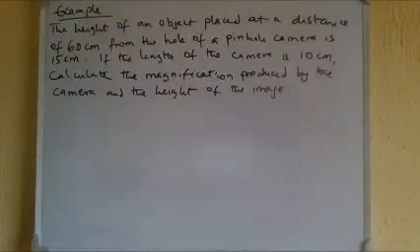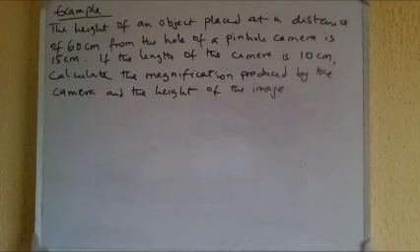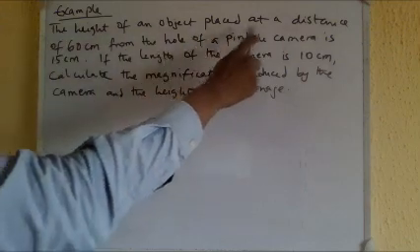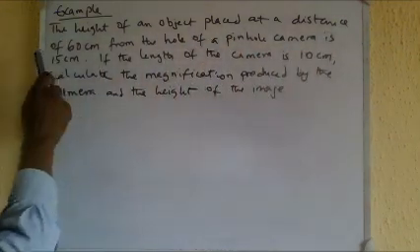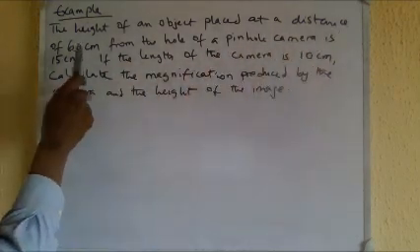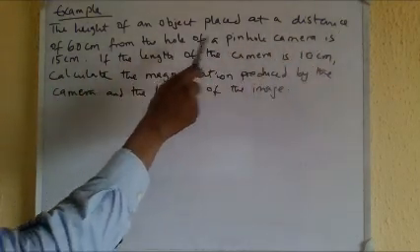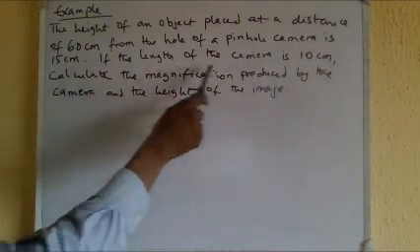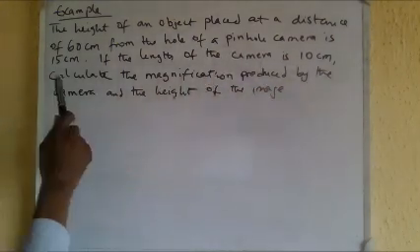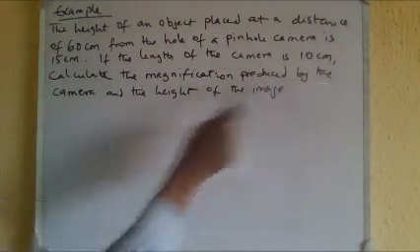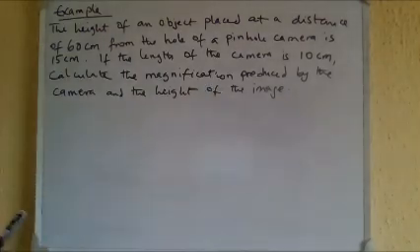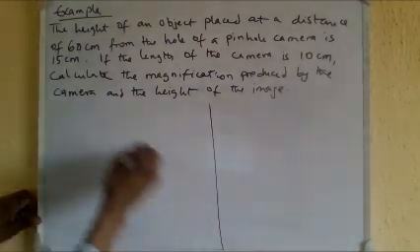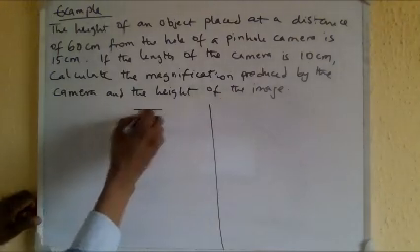Okay, so we have a question on the board here. It says the height of an object placed at a distance of 60 cm from the hole of a pinhole camera is 15 cm. If the length of the camera is 10 cm, calculate the magnification produced by the camera and the height of the image. So first off, I would like to use pictures to depict what we have on the board there.